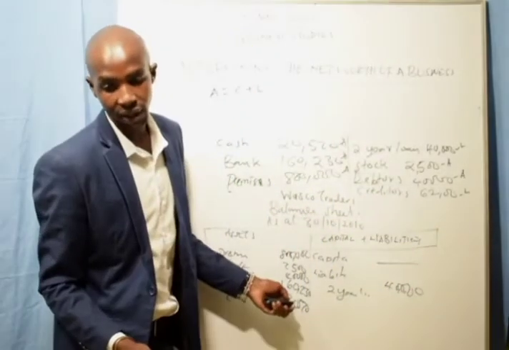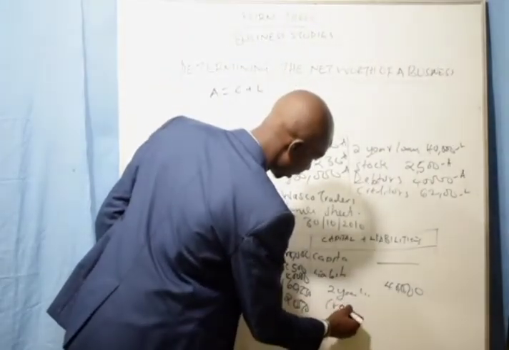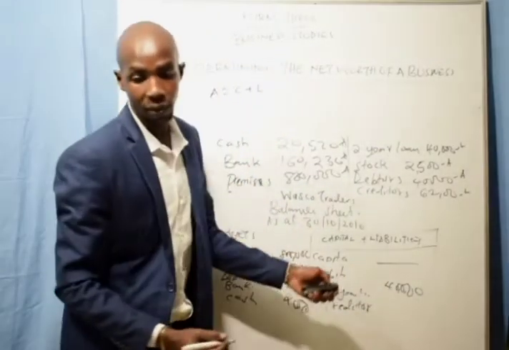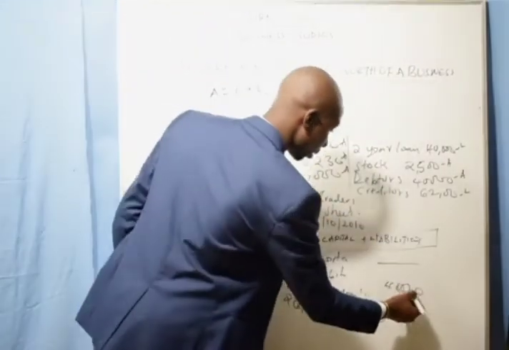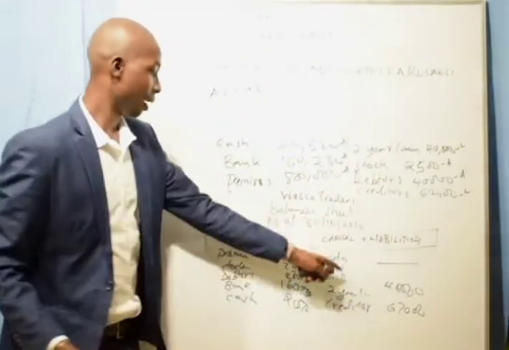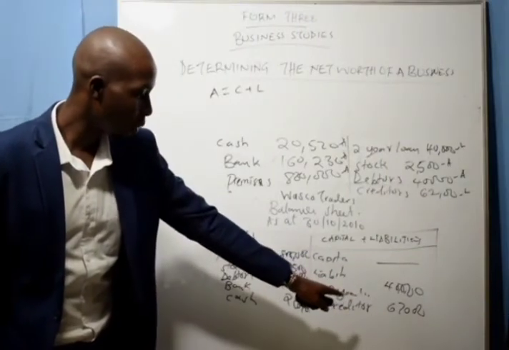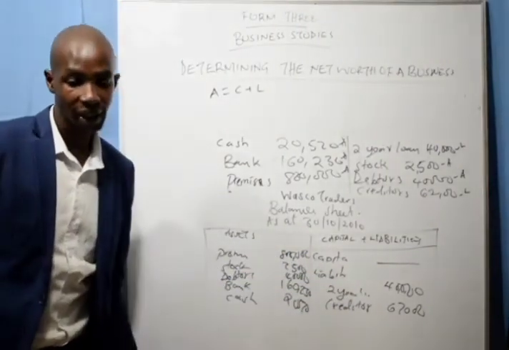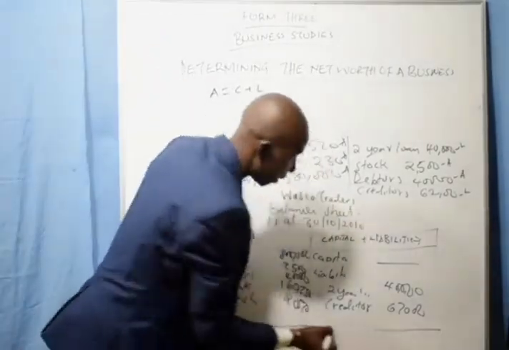And then I have a current liability, which is the creditor. Our creditor was 62,000. So I'm going to add that. What am I getting? 62 plus 40, 102,000. Less whatever I have here to get the capital over there. And therefore, I'm going to have my final figure.